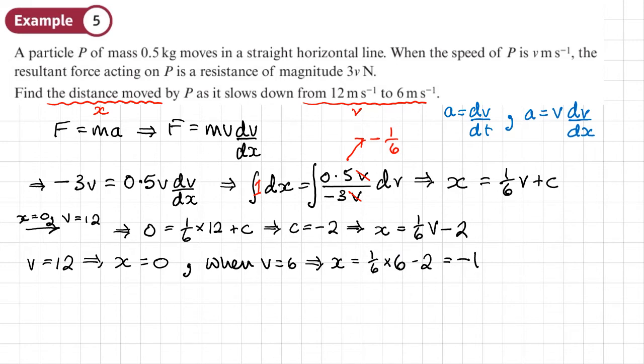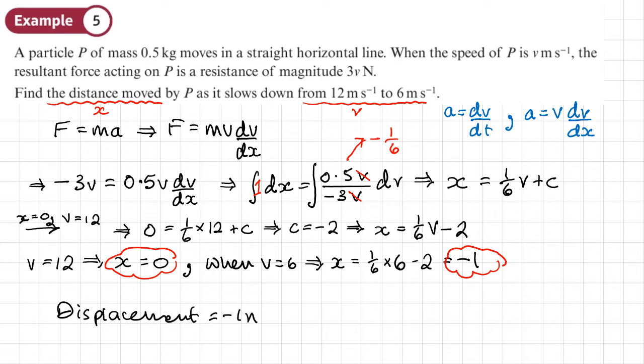So that means the difference between the displacements here, 0 and minus 1, it sort of moved backwards by 1. Well, we take the modulus of that, so the distance moved is just going to be a distance rather than displacement. So the displacement would be minus 1 meters, but we want the distance, so the distance is just the modulus of that. The distance is just going to be 1 meter.